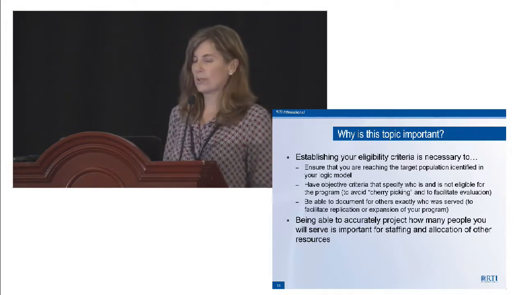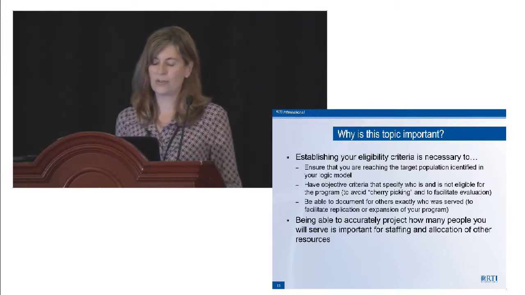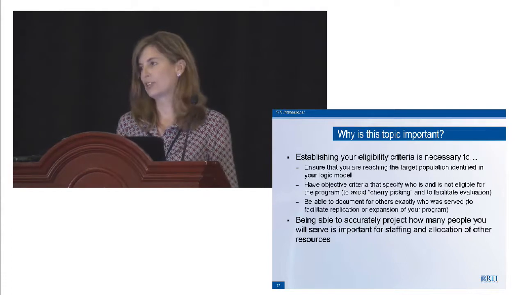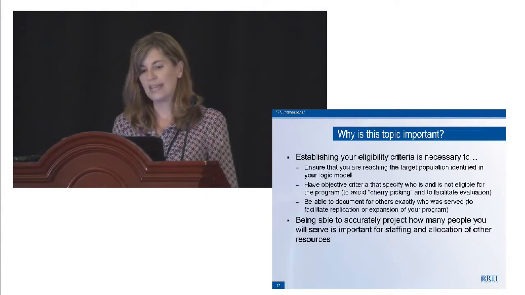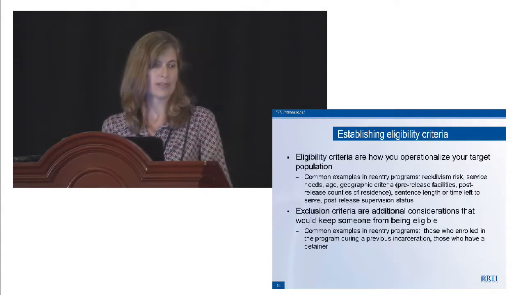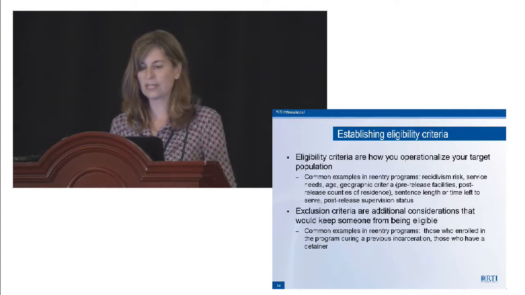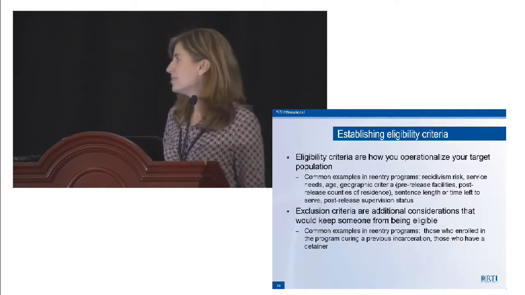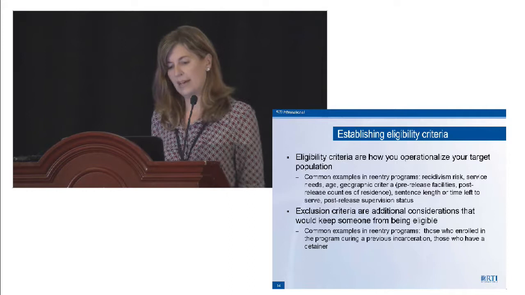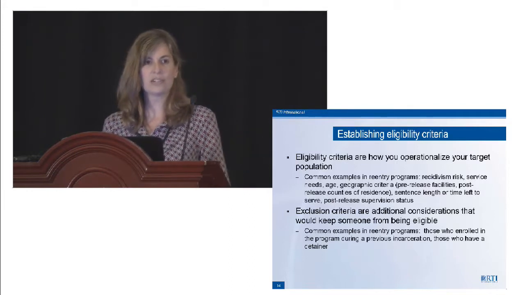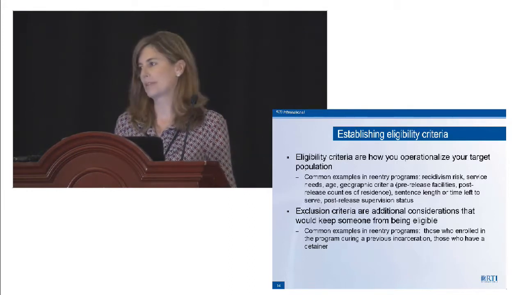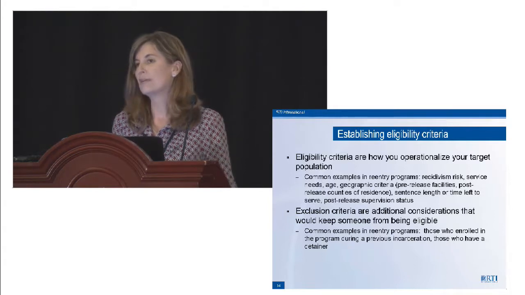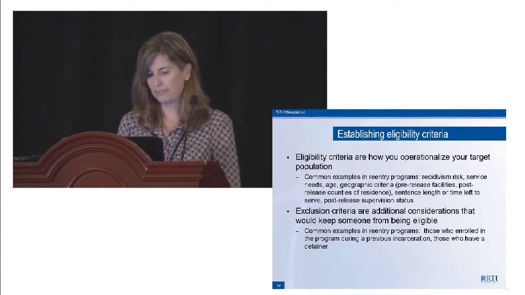So I'm sure most of you are familiar with this, but eligibility criteria are basically how you operationalize your target population. And I've listed some common examples of eligibility criteria used in reentry programs. And then in addition, programs often apply exclusion criteria, which are additional considerations that might keep someone who's otherwise eligible from being eligible for your program.